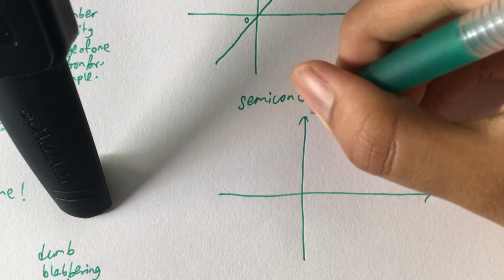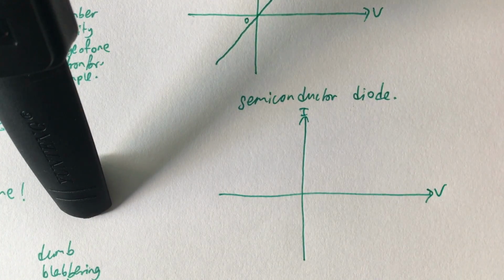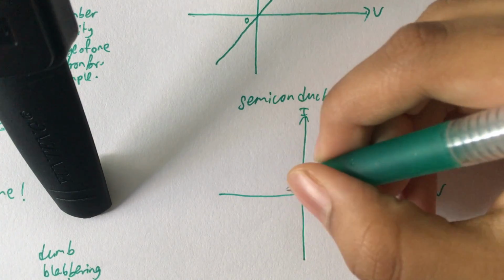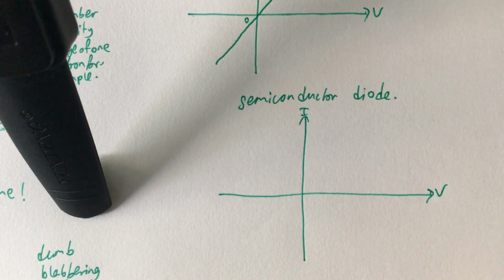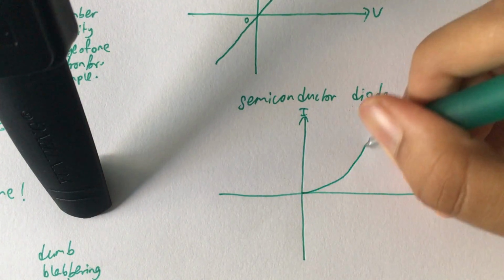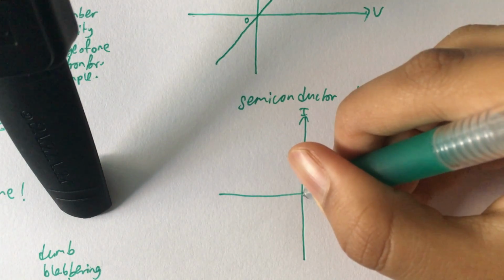So in other words, if you were to draw the axis in the direction that is negative to the diode, there would be hardly any current, or hardly anything going through it in a sense.